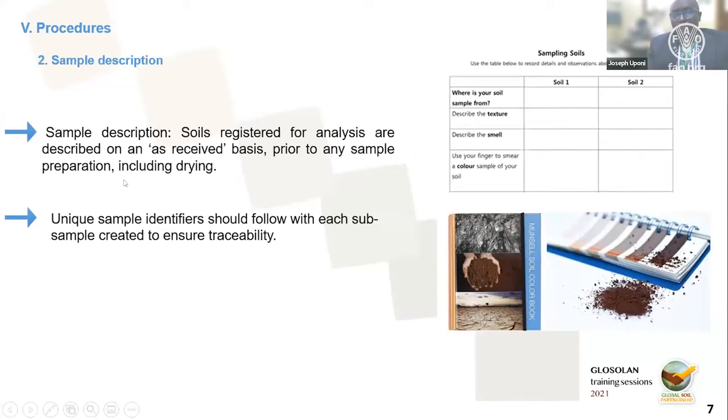There should also be proper sample description. As the soil is being registered for analysis, they should be described on an as received basis prior to sample preparation. Now, if the samples are not in proper order or anything that you notice that is peculiar to the sample, it has to be properly documented before the sample preparation. And I already mentioned that every sample must have its own unique identity. Each lab has their own way of giving unique lab IDs to their samples. This ensures traceability as the sample goes from one analyst to another. Oftentimes, you may not have one person doing all the analysis. So as the sample is going from one analyst to the other, there's the need for traceability. And good sample labeling and identification is very, very important.